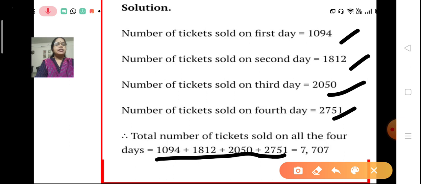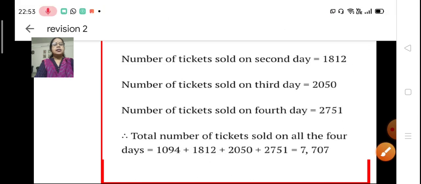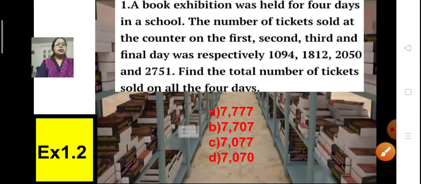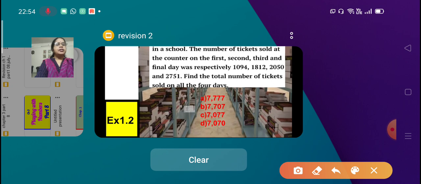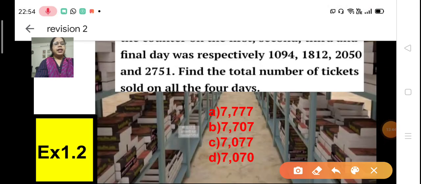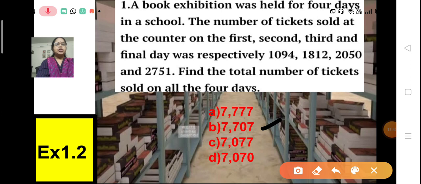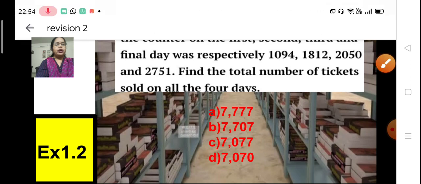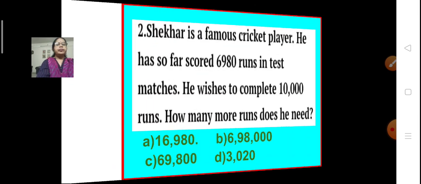And what is their sum? It is 7707. Okay, and let's look at the options. 7707. So B is the option. B is the correct answer. All right. So we can see that B is the correct option. So this way you have to solve the word problems during the exam if you get any one of them. Now let's move on to the next problem.